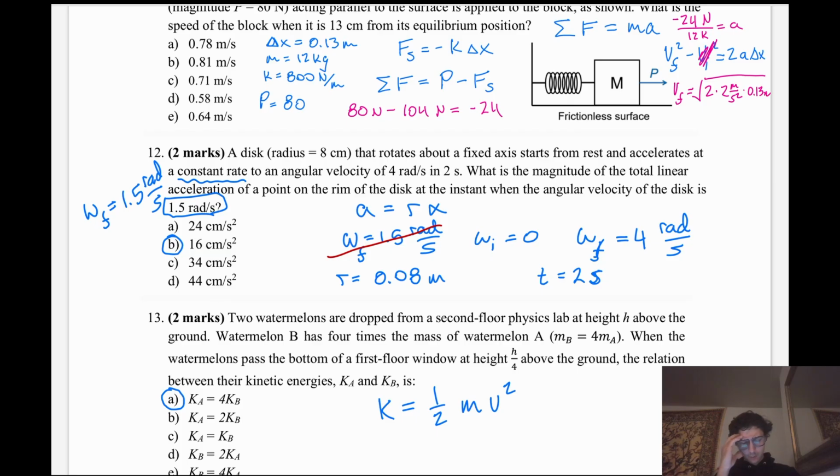Linear acceleration of a point on the rim of the disk at an instance when the angular velocity of the disk is 1.5 radians per second. Total linear acceleration. So, it says constant rate of... Oh.